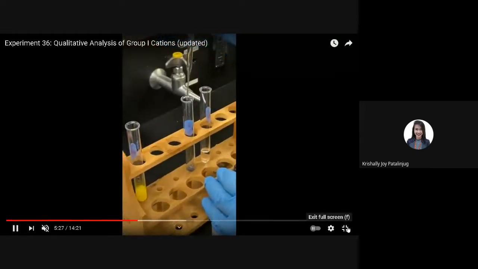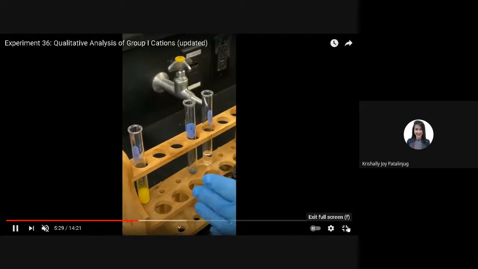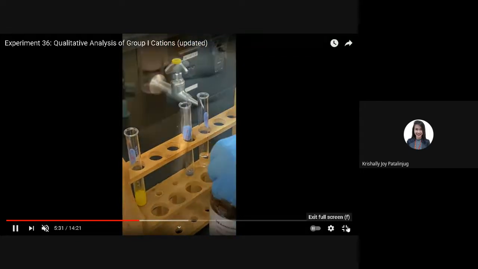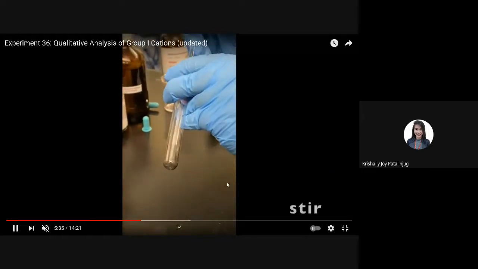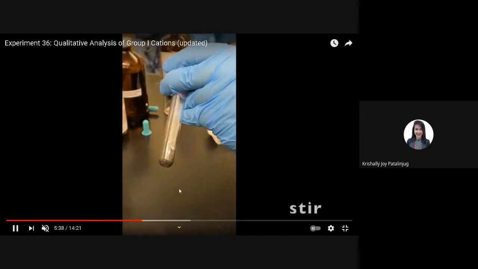Oh, you can observe a reaction. May reaction, di ba? And what is the color of the insoluble portion? Di ba? That is kulay black. You know already.